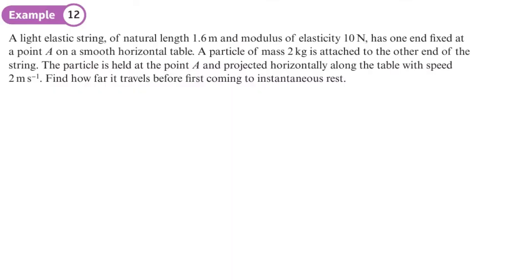Okay, so a light elastic string of natural length 1.6 meters, that's L. Modulus of elasticity 10, so that's lambda. One end fixed to point A on a smooth horizontal table, so that's going to mean no losses of energy. The other thing would be air resistance, but there's no air resistance in this question.